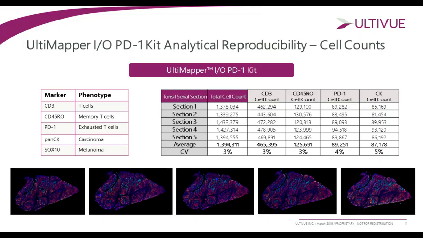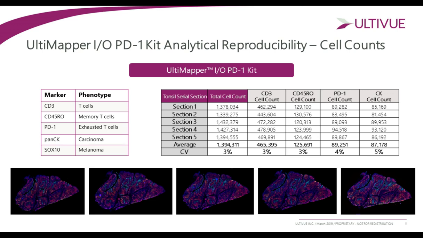Just having simple workflows and having a kit that's ready to use and pre-optimized is a big benefit. That in itself is incredibly valuable. But one of the other things that we take extremely seriously here at Ultivue is our analytical reproducibility. How robust are our assays, and how can we make sure that our assays are performing at the upper echelon of what's available on the market today?